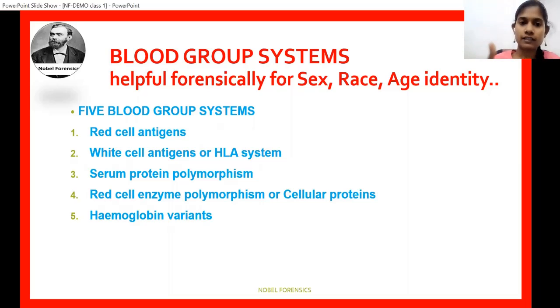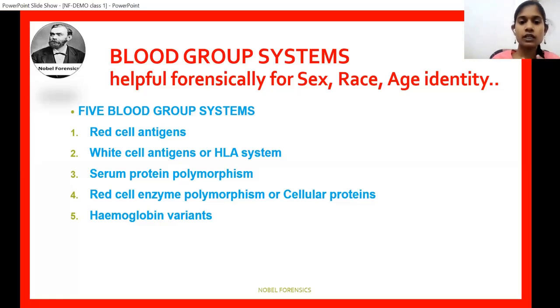These 5 are classified based on some properties. Red cell antigens means antigens present on the red cells, RBCs, like ABO, RH, MN. These come under the red cell antigens. Then white cell antigen means antigen present on the white cells, WBCs, which is also known as the HLA system, human leukocyte antigen. Then serum protein polymorphism. Look at the third and fourth ones. Serum protein polymorphism and cellular protein: the third is based on the proteins present in the serum, and the fourth is based on the proteins inside the cell. Proteins in the serum, proteins inside the cell.